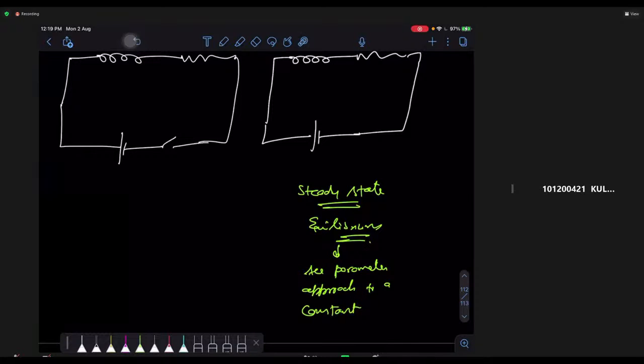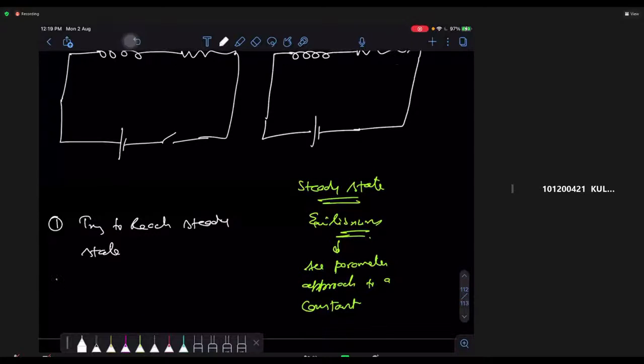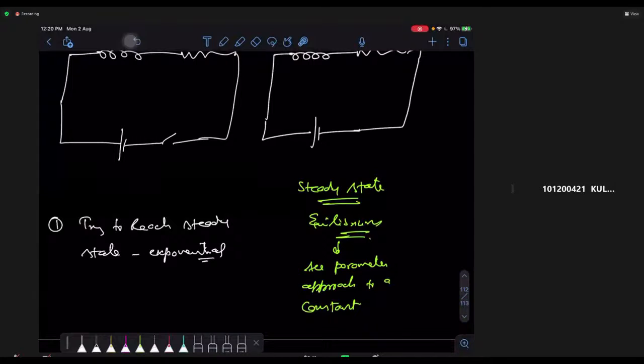So the first and most important thing about the LR circuit is that it will always try to reach steady state. And how will it try to reach it? It tries to reach steady state exponentially. Exponential is the general behavior. We have taken one simple circuit, but in a complex circuit also it is exponential. It is always going to approach exponentially, right?